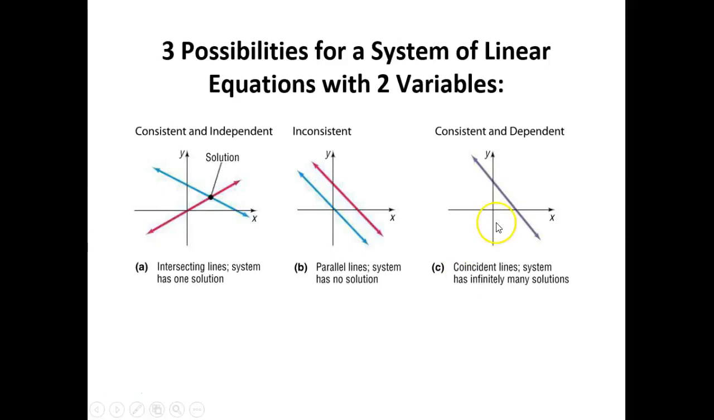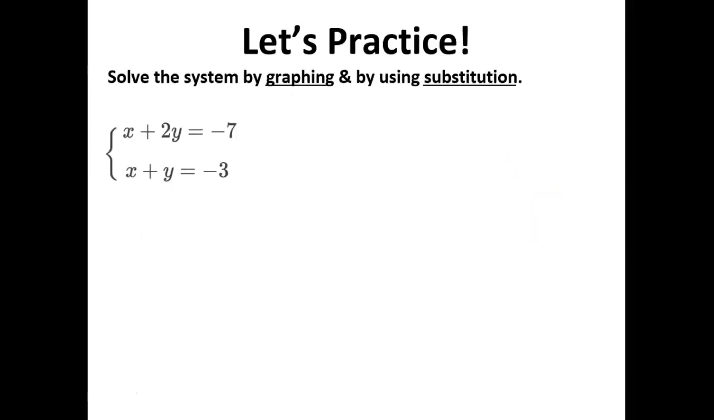Possibilities for an equation with 2 variables: if we have 2 variables, then we just have a line. If you think of 2 lines or 2 equations, 2 lines could intersect at exactly one spot. They could never intersect, in which case they're inconsistent, or they could actually be the exact same line, and then they're consistent and dependent on each other.